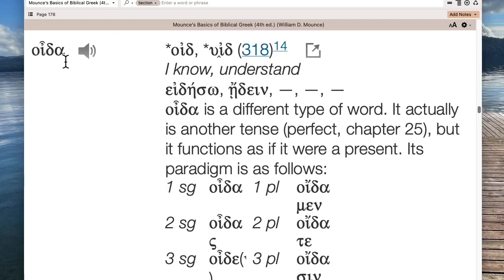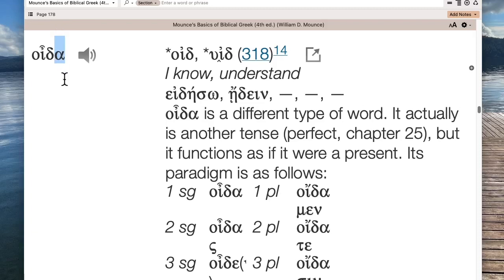Well, oida, notice it doesn't end in an omega, and it's because it's a little bit special case. It means I know or I understand. It's actually in the perfect tense form rather than the present tense form. So there's a reason behind why we're not hearing or seeing that omega. But oida means I know, I understand.